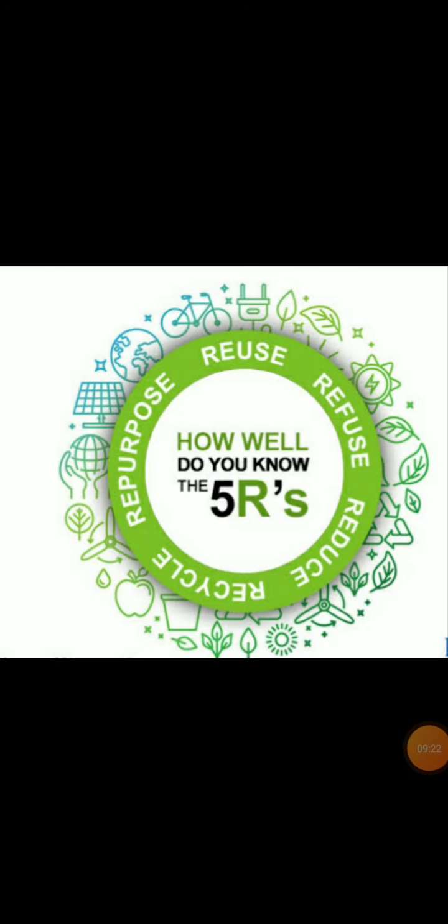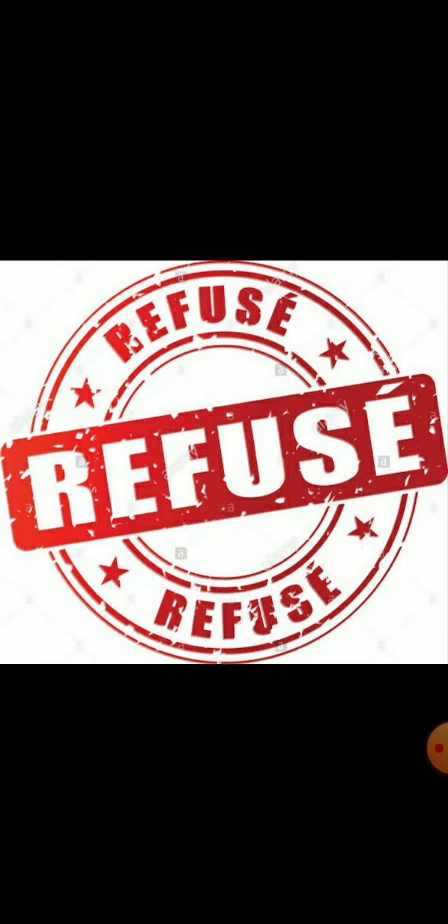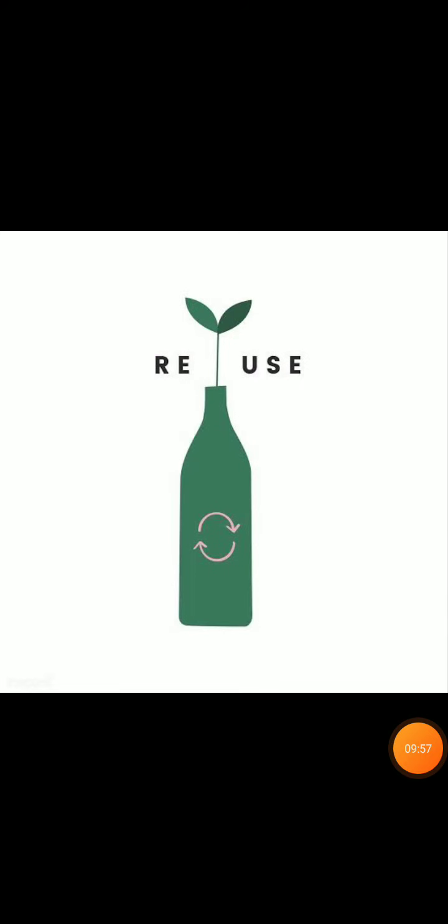So by now we have learned all 5 R's. It is very important, so please remember it well. Let us revise it once again. First R is refuse, which means to say no to the things which are not needed. For example, say no to plastic carry bags. Then we learned reduce, which means to use less. We can save electricity by switching off unnecessary lights and fans.